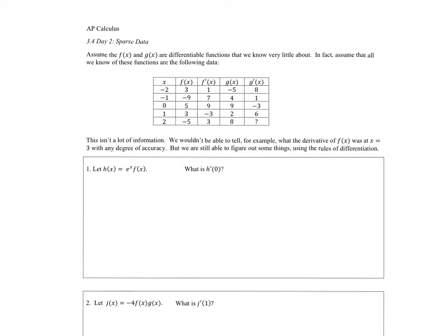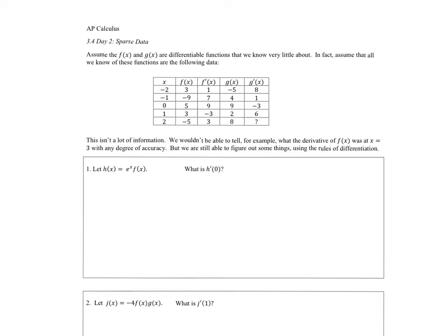AB Calc 3.4, day number 2, sparse data. So let's assume that f of x and g of x are differentiable functions that we know very little about. In fact, assume that all we know about those functions are in the table below. This isn't a lot of information.